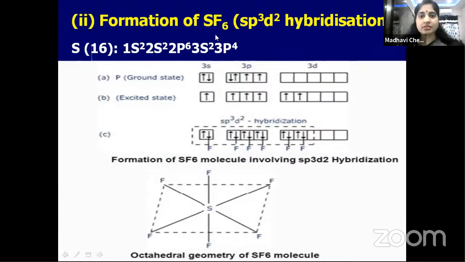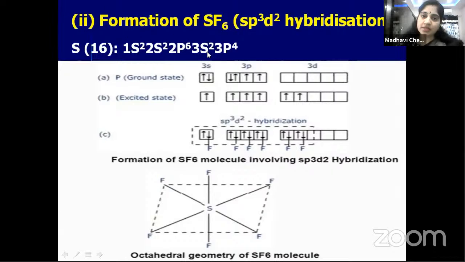In this case, what is the central atom? Sulfur is the central atom. What is the atomic number of sulfur? 16. So what is the electronic configuration of sulfur? 1s2, 2s2, 2p6, 3s2, 3p4. Now, what is the outer shell electronic configuration, children? 3s2, 3p4. So this is the outer shell electronic configuration of sulfur. For bond formation, our concentration is only on valence electrons and valence orbitals. So we have here 3s and 3p.